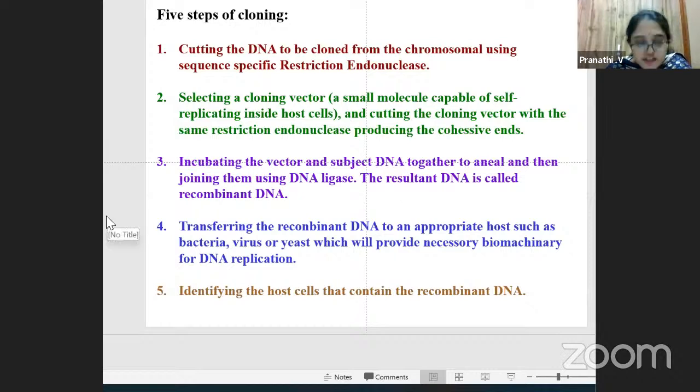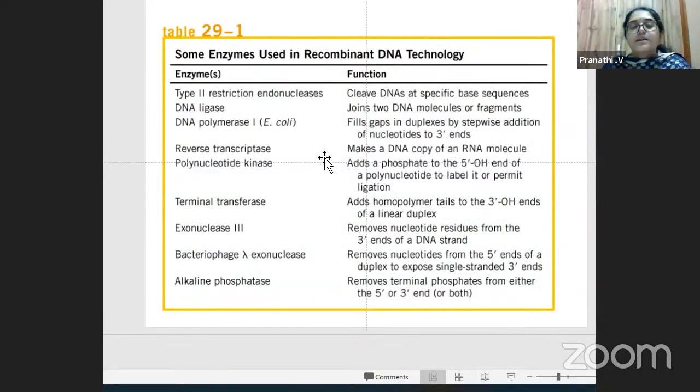So when it comes to the principles of rDNA technology, we have DNA cloning. They have given you some of the enzymes that are used in rDNA technology. We will come to this in some time. Please listen to me first.